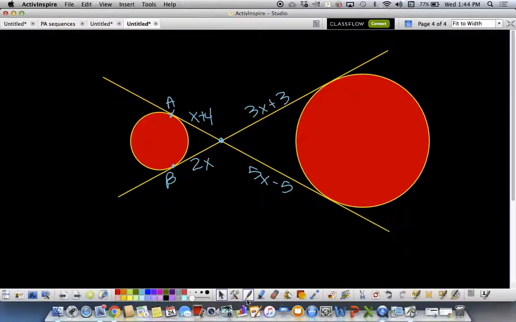Let's go. X is 4. Did everybody get 4? Yeah, x equals 4. So this length is 8. No matter which one you plug it in, it has to be 8. 12 plus 3? 15. 20 minus 5? 15. It works out.